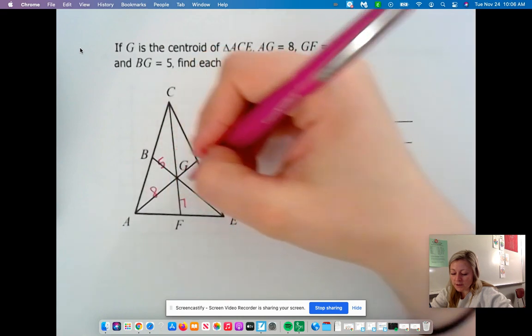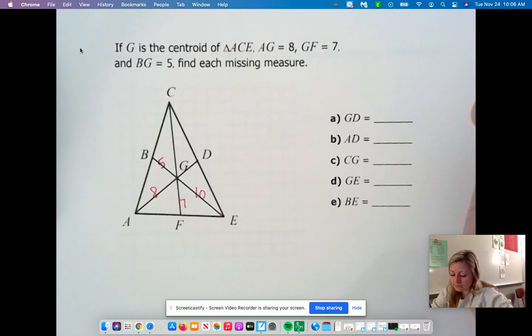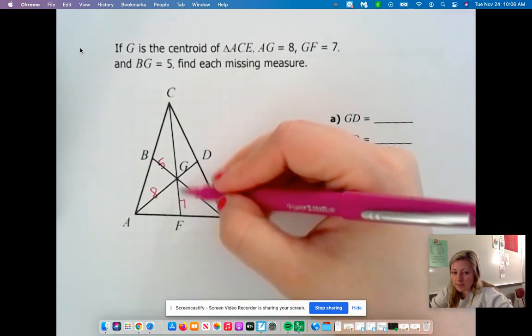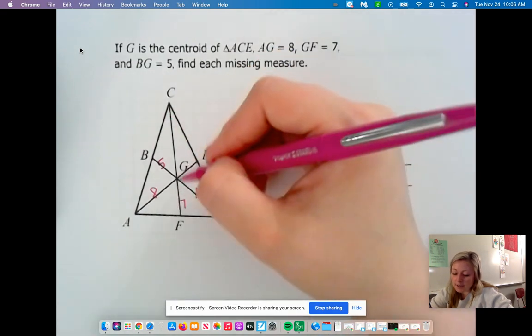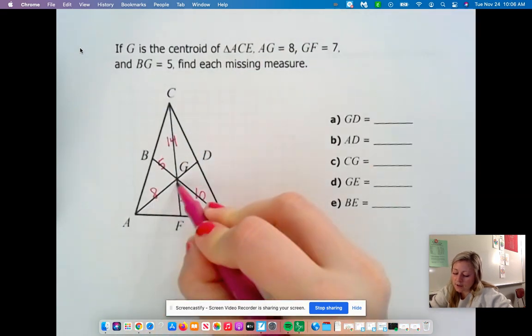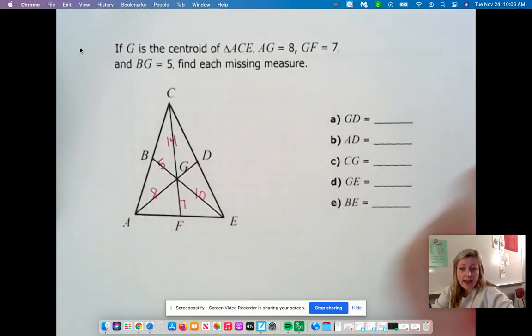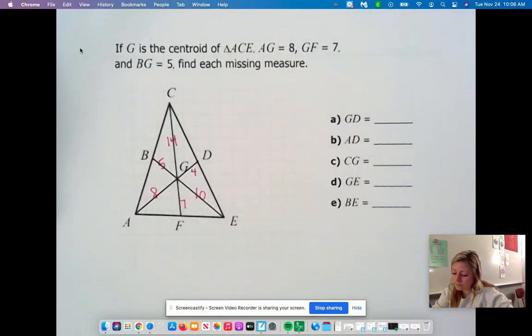So this is my third. To get GE, I'm doubling it, so it's 10. Same thing here, 7 is my third. I double it to get CG, which is 14. Now AG is my 2/3, so to get my third, I halve it, which is 4.